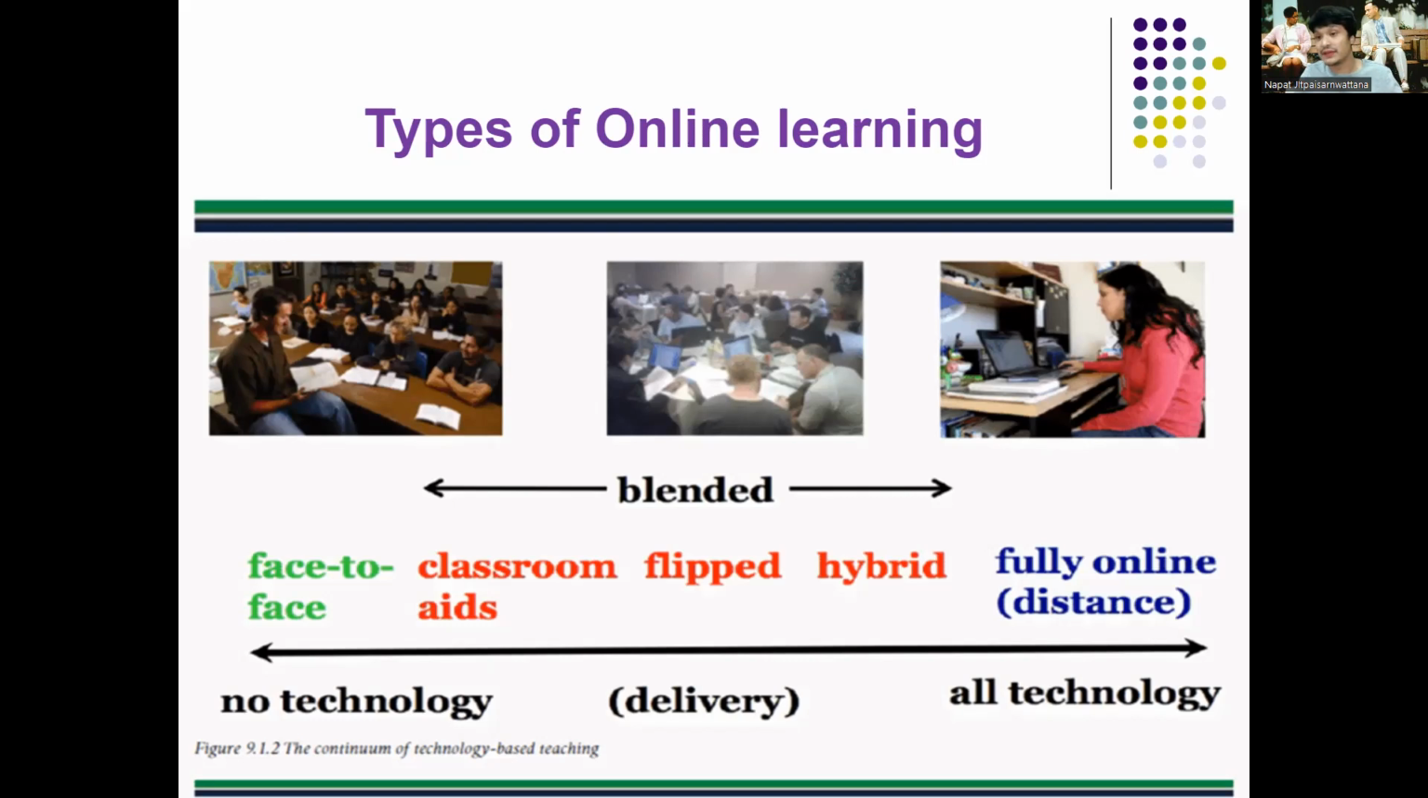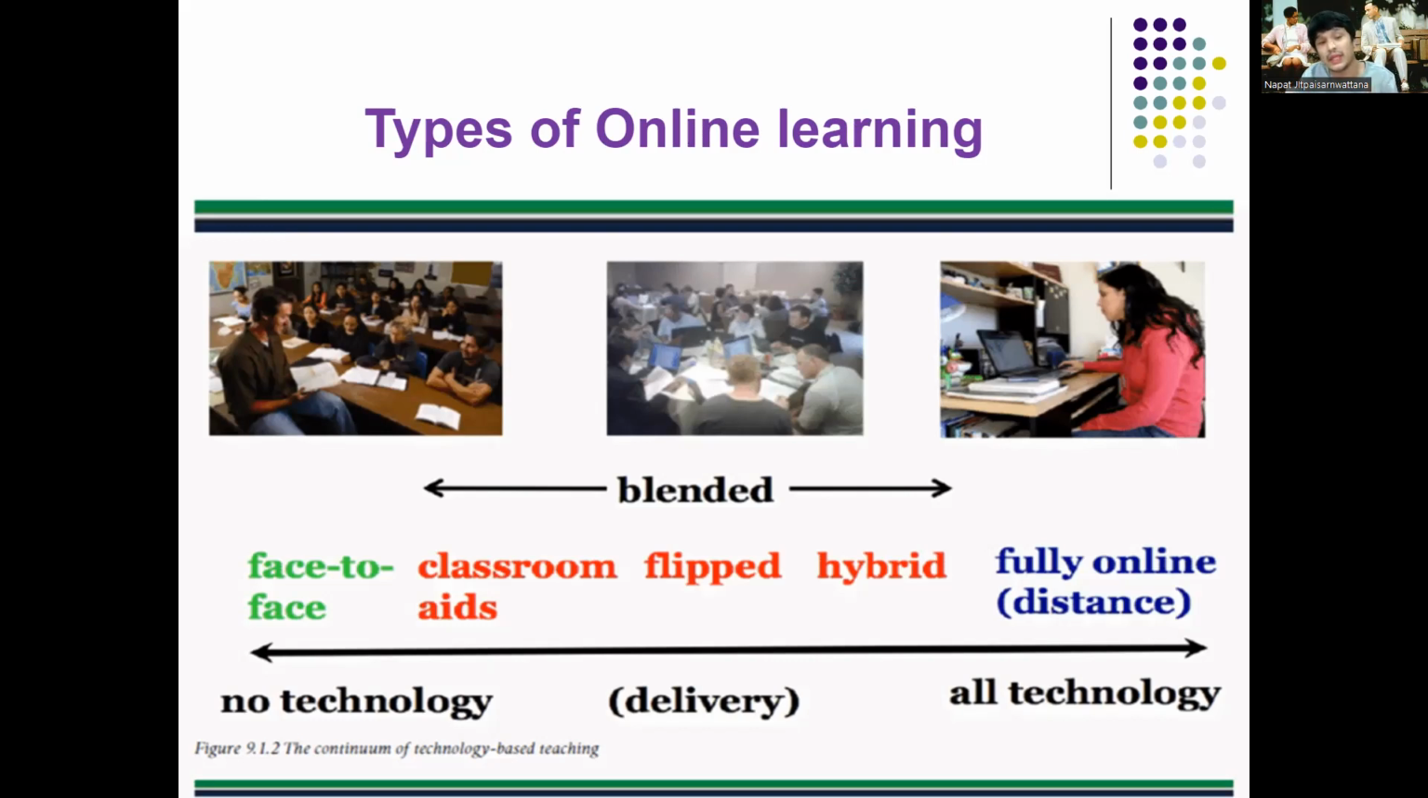So we have on the left end of the spectrum no technology at all, face-to-face. In the middle, there are some levels of technology involved, okay? And the degree of technological involvement is different in each type of learning. Perhaps with Classroom 8, it's just using it to help. With flipped learning, you make use of the online platform to store content and so on. And then on the right-hand side, we have our fully online course.